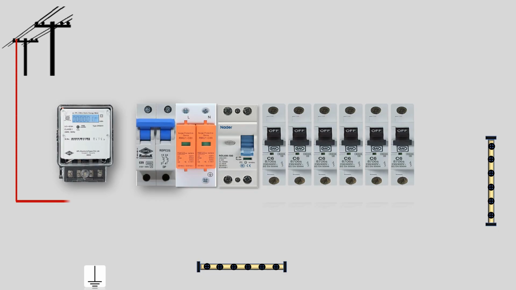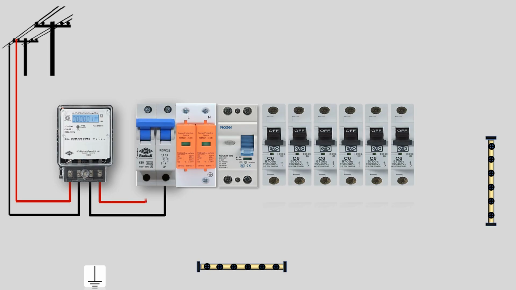Next, the supply is connected to a surge protection device, SPD. The SPD protects the electrical system from high-voltage surges caused by lightning or power grid disturbances. If a surge occurs, the SPD safely diverts the excess voltage to the earthing system, protecting appliances.